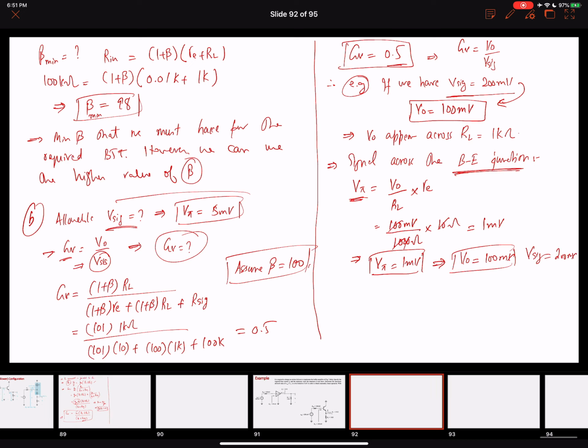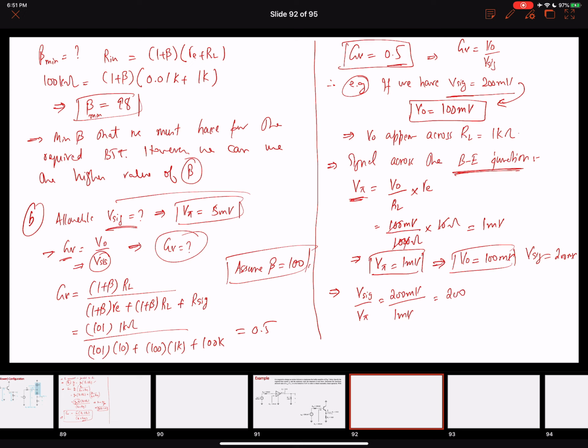So one other thing I can do is find the ratio of V sig to V pi. This ratio, V signal to V pi, is 200 millivolts divided by 1 millivolt.